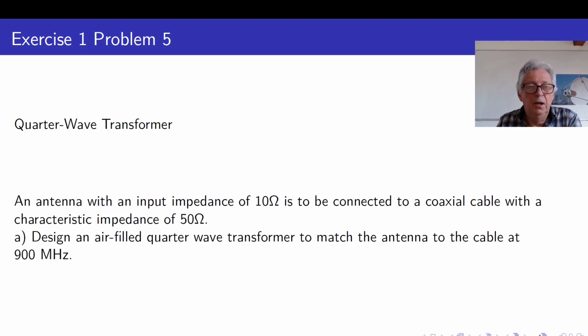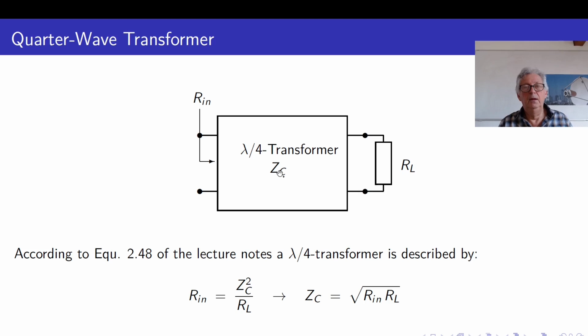It's written that an antenna with an input impedance of 10 ohm is to be connected to a coaxial cable with a characteristic impedance of 50 ohm. Design an air-filled quarter wave transformer to match the antenna to the cable at 900 MHz.